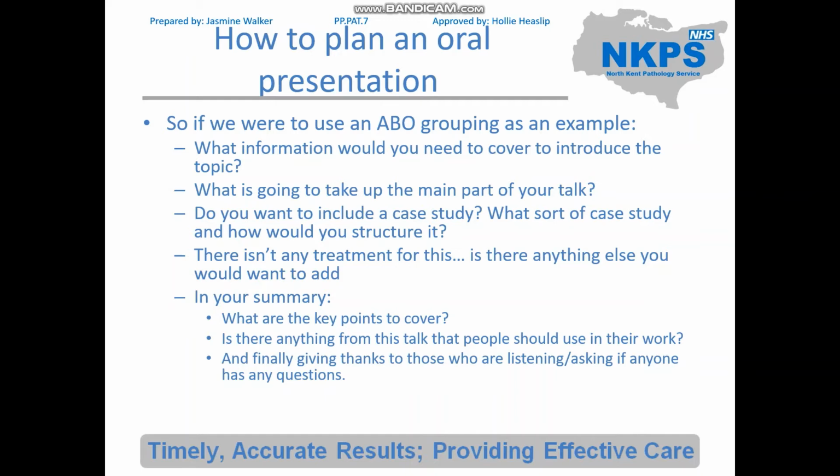Next, treatment. There isn't treatment for ABO grouping, that's not how it works. But there could be other things you could add under this heading. So for example, if we did include abnormal blood grouping, that could have information about how we would resolve those. If we didn't have information about that, then we could have something about the ABO compatibility. There are a couple of different things that you could add in here. It depends on what direction you are taking your talk in.